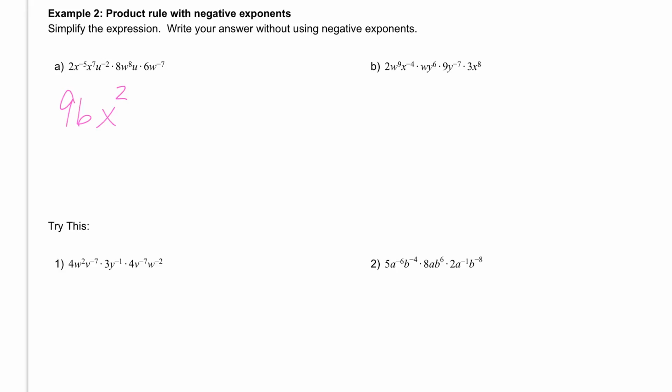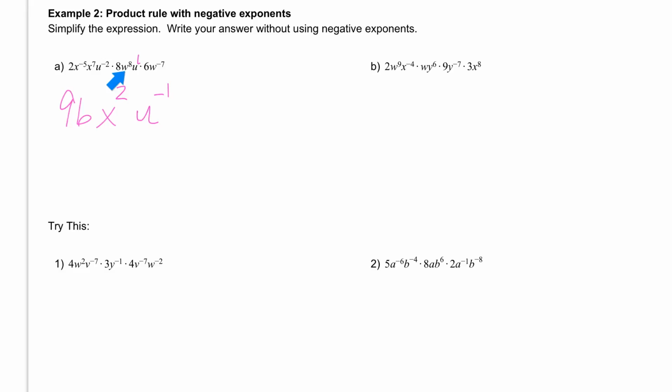Then we have a base of u. We have u to the negative 2. And u, remember, without something there, that's still being raised to the first power. So we have a u to the negative 2 and a u to the first. Again, we're multiplying these two bases, so we're going to add their exponents. Negative 2 plus 1 is negative 1. So we have u to the negative 1.